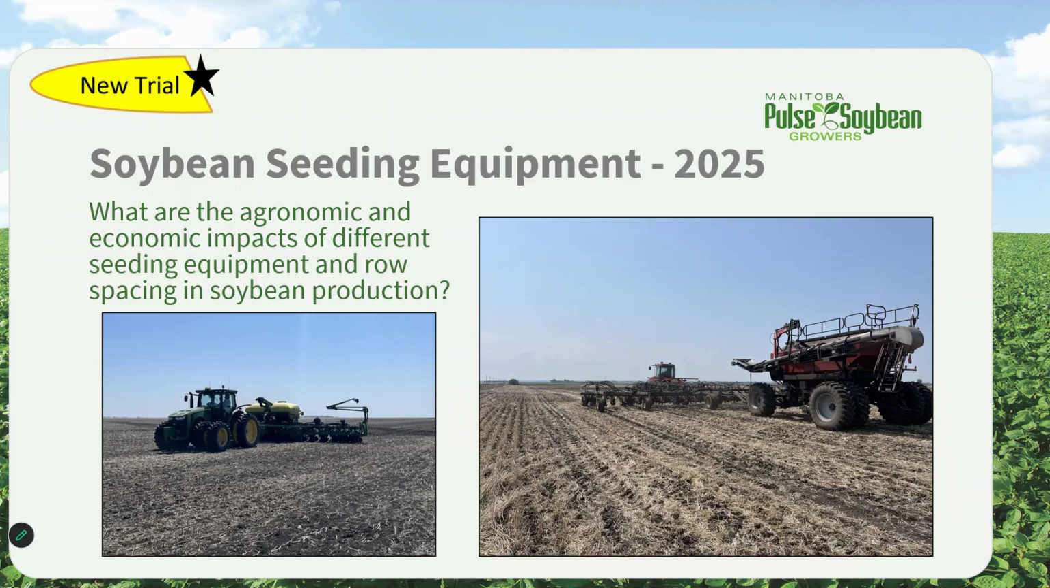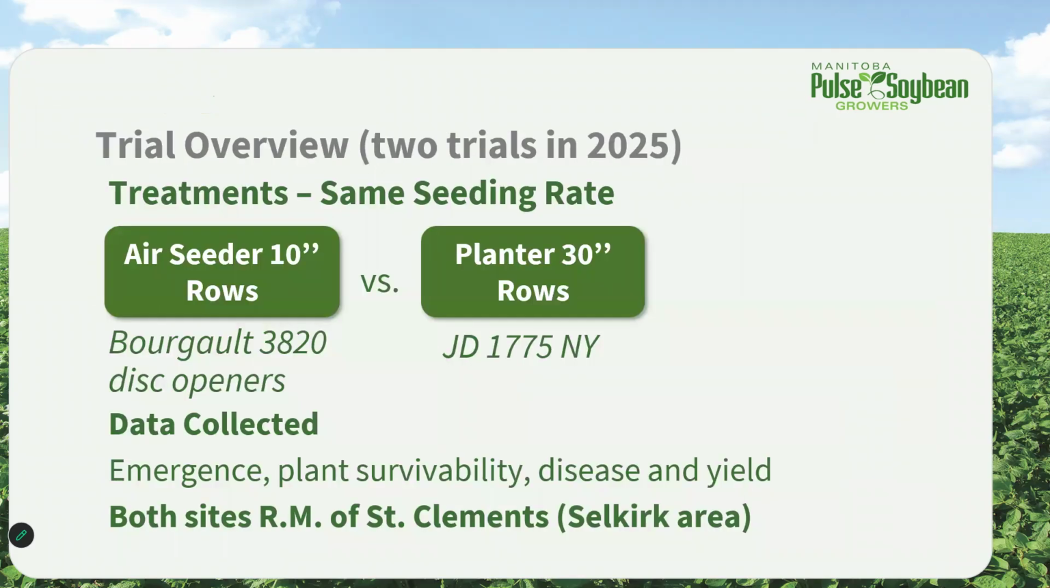And then moving on to another new trial that we had in 2025, where we compared head-to-head a soybean air seeder compared to a planter. And who would like to know the winner of that? So we compared an air seeder with a 10-inch row spacing, or solid seeded, to a planter on wide rows, 30-inch rows, at 2 sites. The air drill was a Bourgault, and the planter and the air drill had disc openers, while the planter was a John Deere.